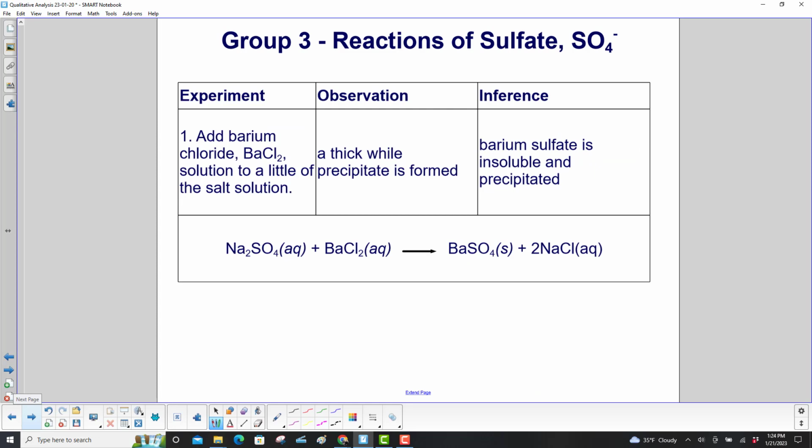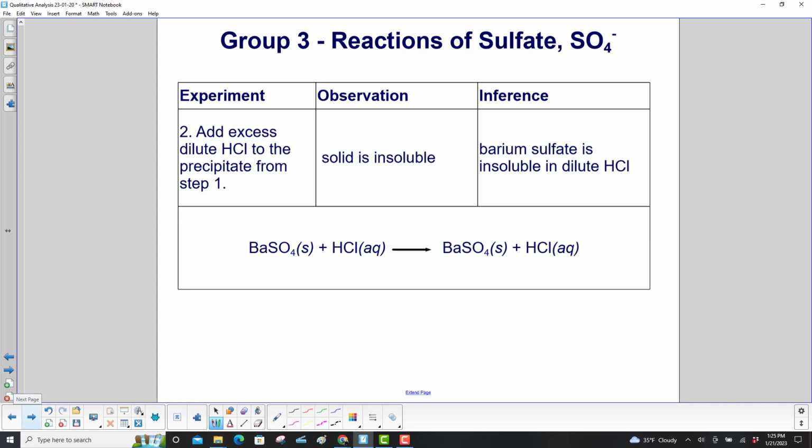On to Group 3, reactions of sulfate. Experiment 1. Add barium chloride solution to a little of the salt solution. Observation, a thick white precipitate is formed. Inference, barium sulfate is insoluble and precipitated.